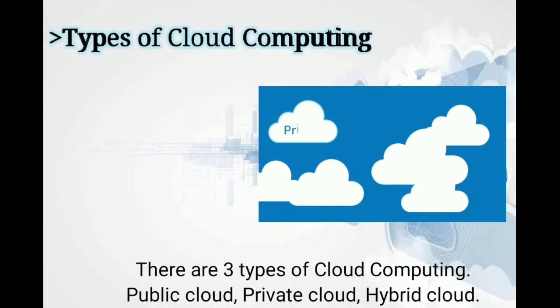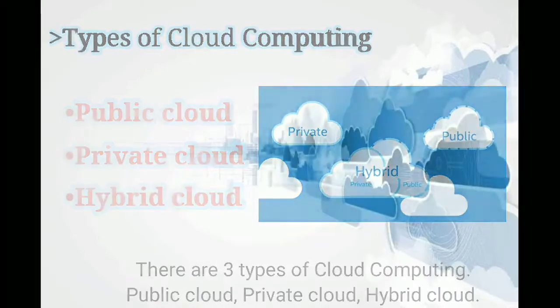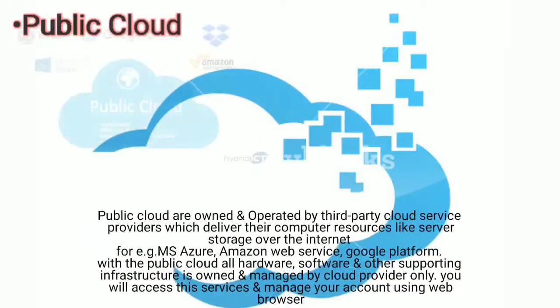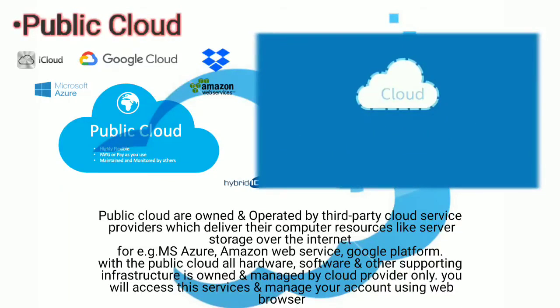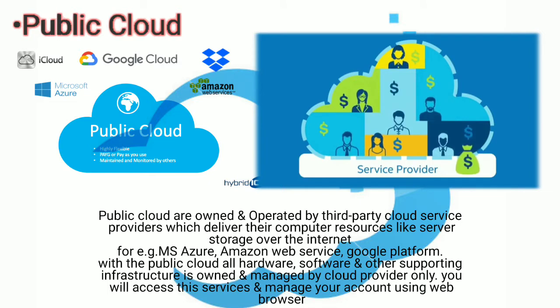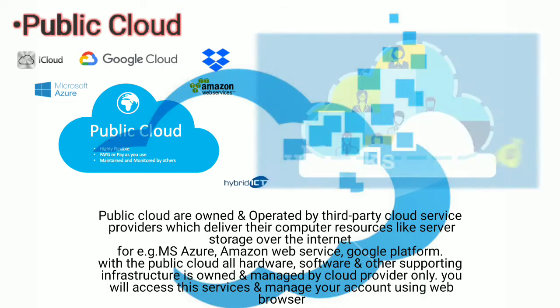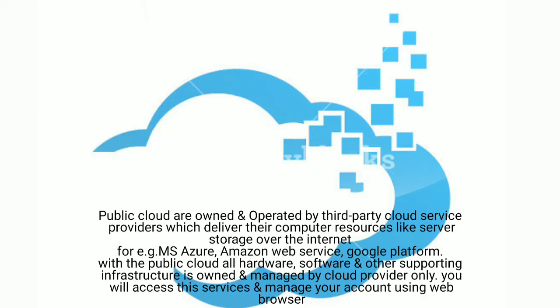There are three types of cloud computing: public cloud, private cloud, and hybrid cloud. So let's go with the public cloud. Public clouds are owned and operated by a third-party cloud service provider, which delivers their computing resources like servers and storage over the internet. For example, Microsoft Azure, Amazon Web Services, Google Cloud Platform, and many more. With the public cloud, all hardware, software, and other supporting infrastructure is owned and managed by the cloud service provider. You access these services and manage your account using a web browser.